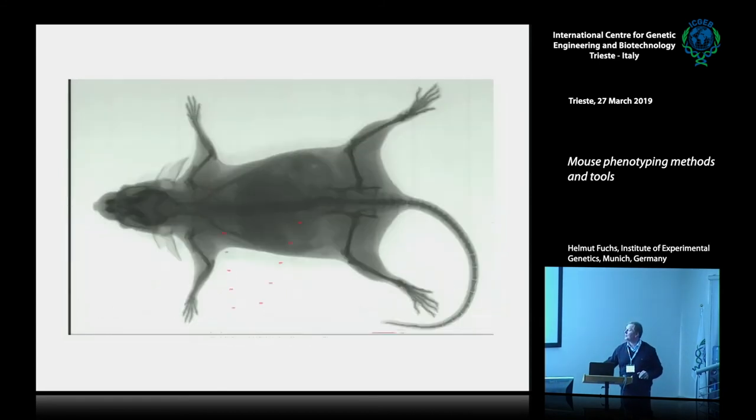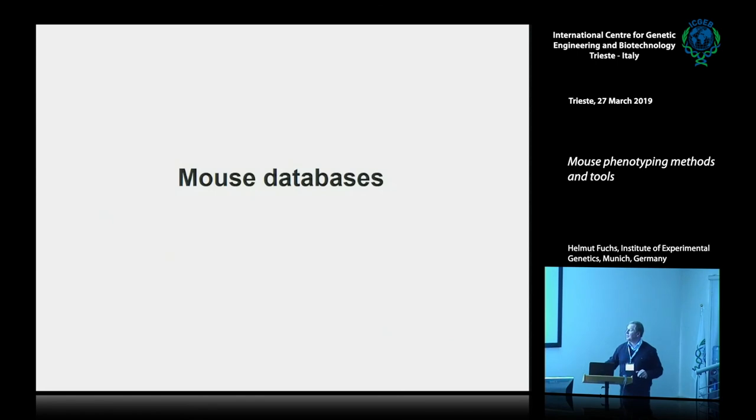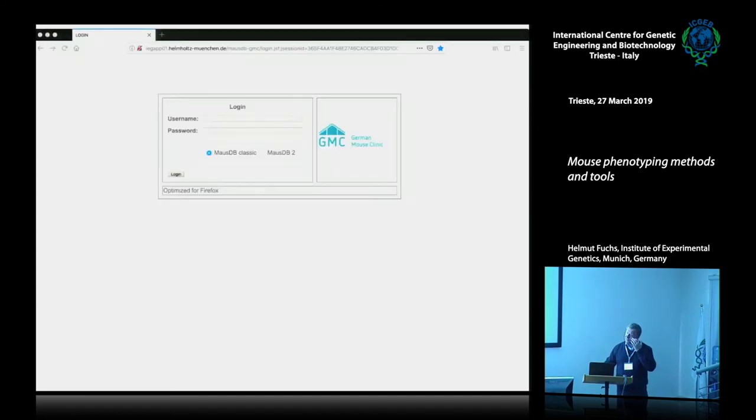Oops, sorry. In the last part, I want to address mouse databases. As you heard yesterday, we are doing large-scale experiments. Also, this ENU experiment was a large-scale experiment, and this means you have to handle thousands of animals at once, and you have to know exactly which mouse is which mouse, so you don't start with Excel or something like this to archive all your data. You need a database. And I want to present you our database, which is called MouseDB, which we are also using for the German Mouse Clinic.